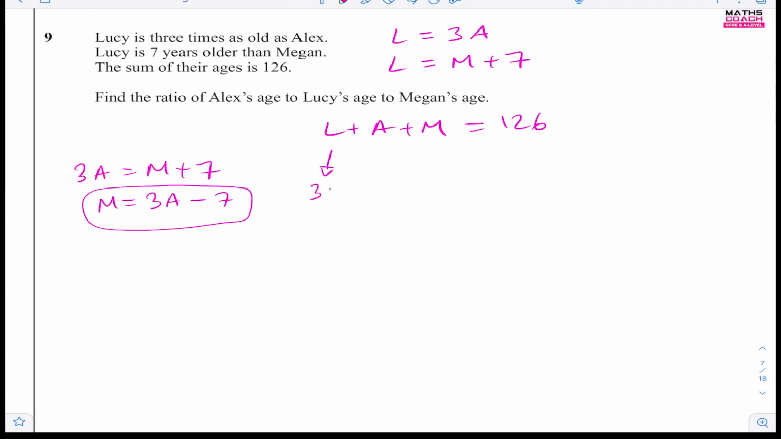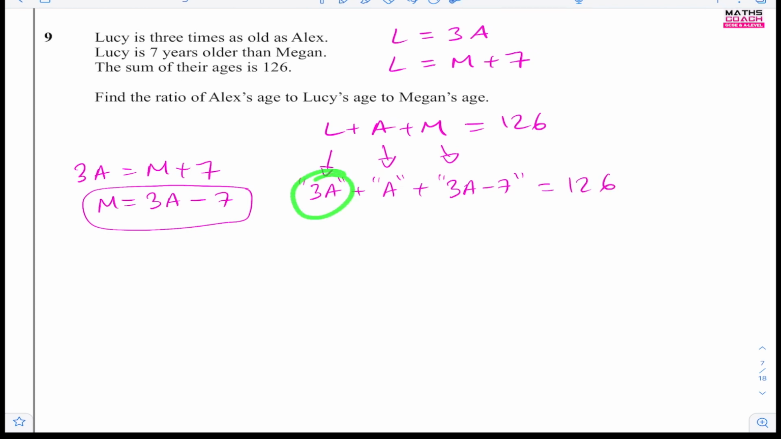So L is going to be 3A, plus A, the age of Alex is going to be just A, plus the age of Megan, which we now know is 3A minus 7. Let's just put that in quotation marks. And that's equal to 126.